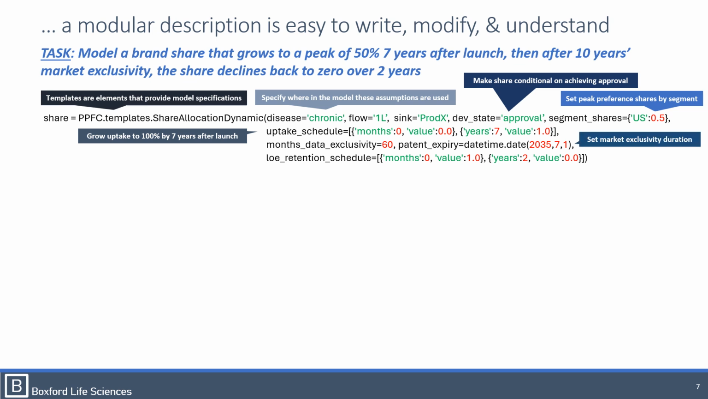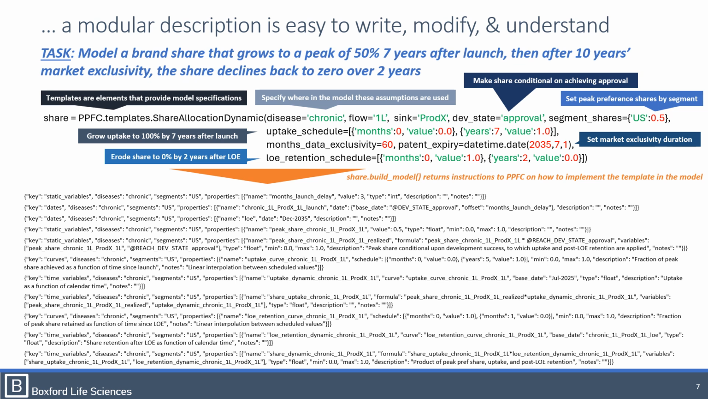We define a market exclusivity, which is the latter of data exclusivity expiration and expiration of patent protection that occurs at a date that we specify. And then after loss of exclusivity, we give it a similar schedule to uptake that describes how the share then returns back to 0 as we have competition with generics or biosimilars. Now this template we input just by giving the inputs, but hidden within it is a lot of the logic that provides and describes to PPFC how it's supposed to implement the model.